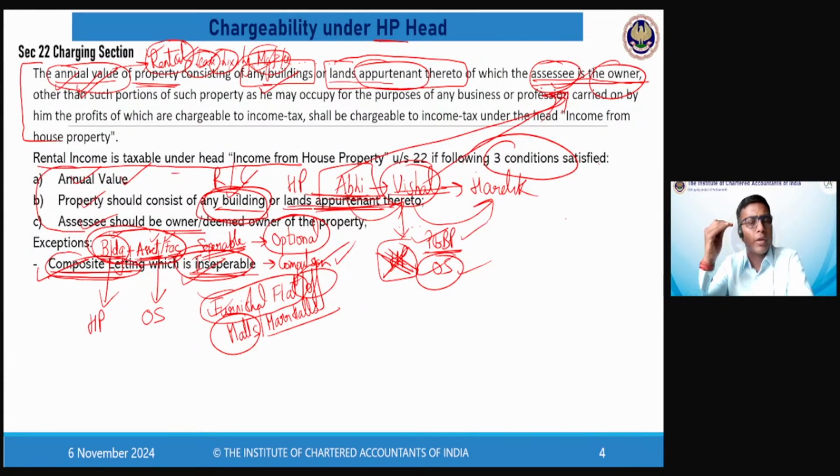Annual value का opposite Vedant is one-time value. So annual is just a word. It may include daily value also. It may include weekly value also, monthly also, quarterly also, and annually also.